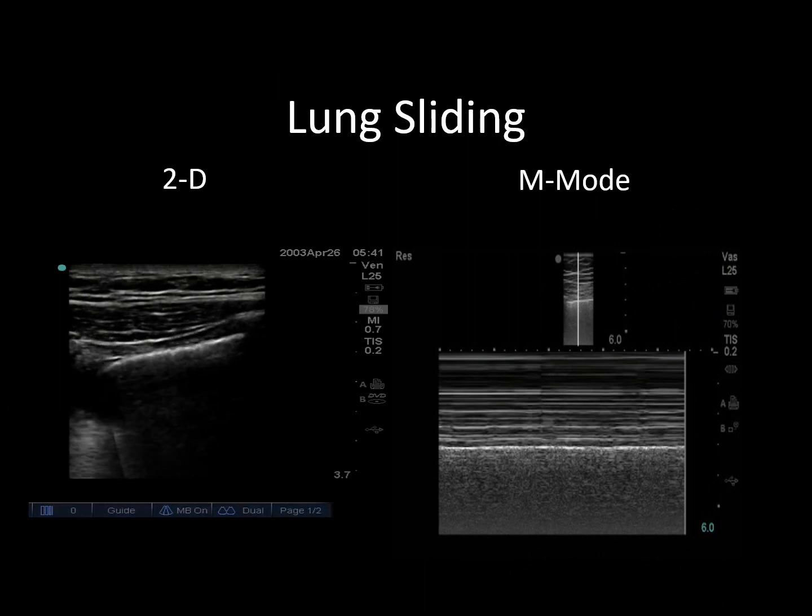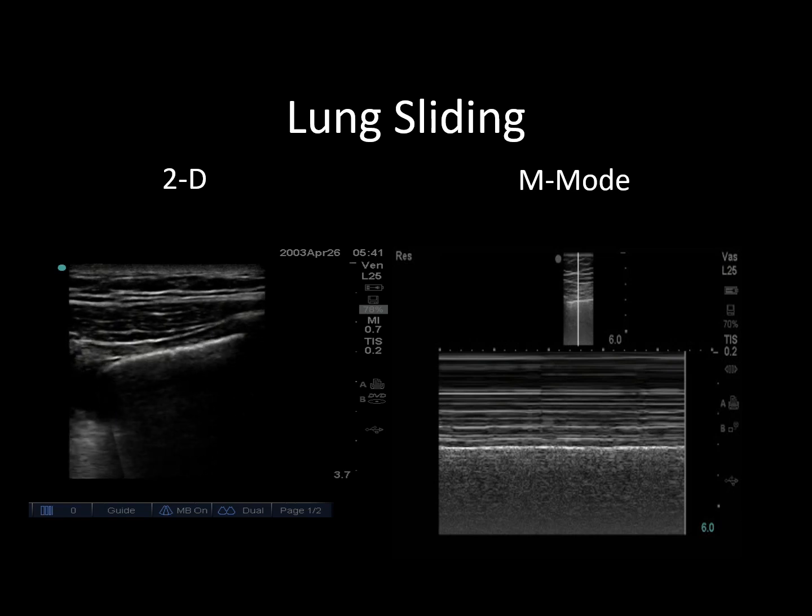The second characteristic of the normal lung is a dynamic one, lung sliding. To see this, find the best image of the ribs and pleural line and hold the probe still. The movement of the visceral pleura relative to the parietal pleura generates a shimmering or gliding or sliding motion. This is normal and excludes a pneumothorax.